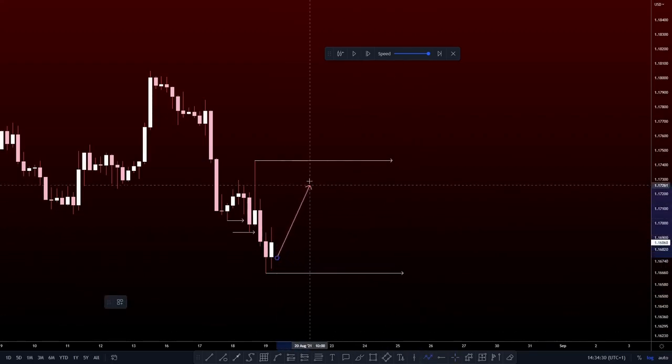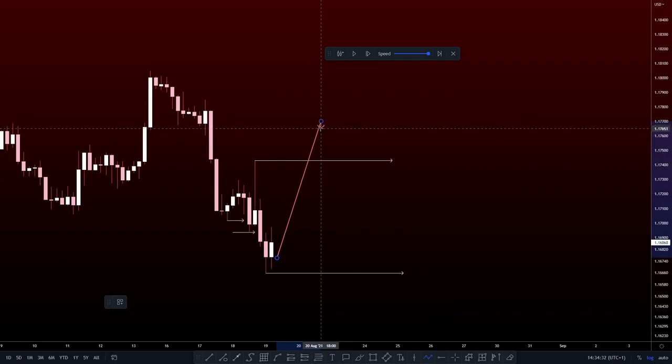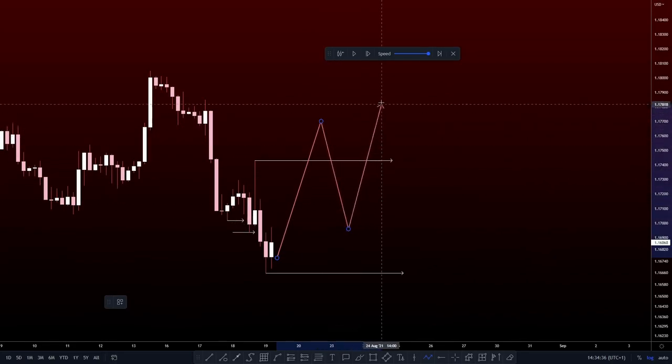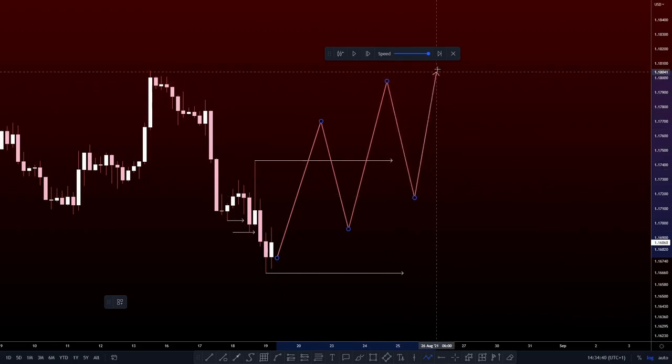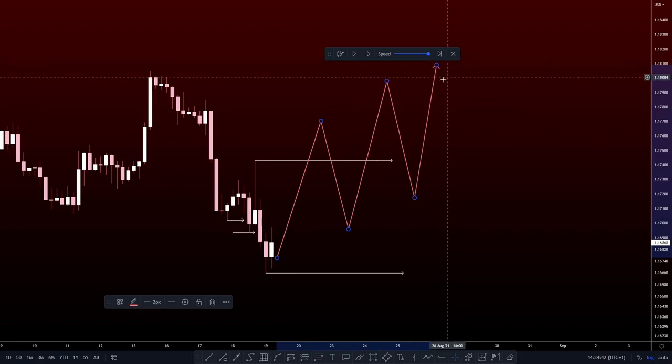If we did happen to get a break of the last major high, the major order flow is now turned bullish. We can wait for a pullback and then an expected break of the last major high and continuation of that order flow.